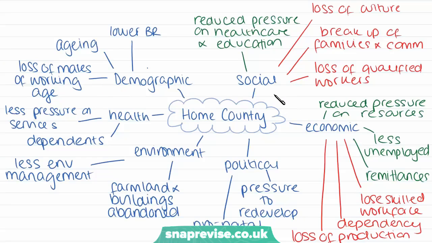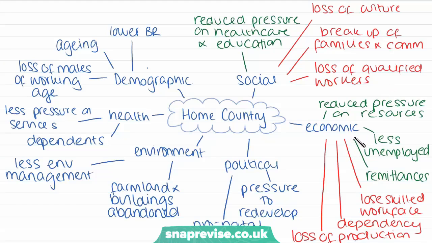Socially, the main advantages of people fleeing the home country is that there will be a reduced pressure on healthcare systems and on education as well, but essentially the social negatives outweigh the benefits, because they'll suffer from a loss of traditional culture, the breakup of families and communities, and the country is definitely going to lose many of their skilled and qualified workers, including doctors, nurses and teachers as well.